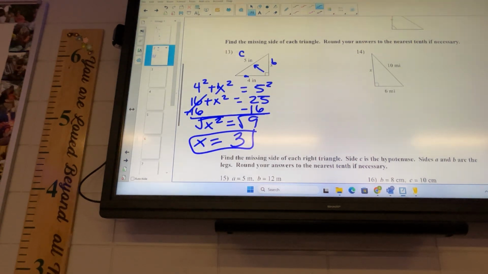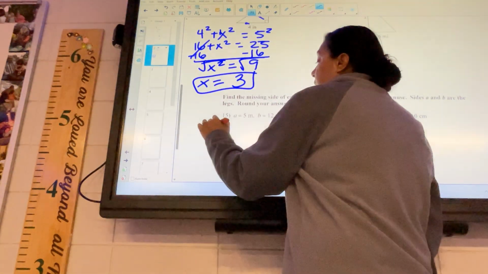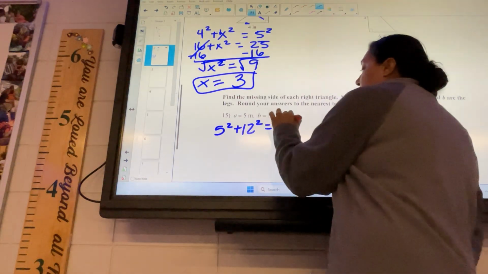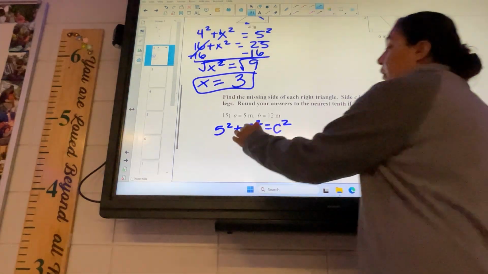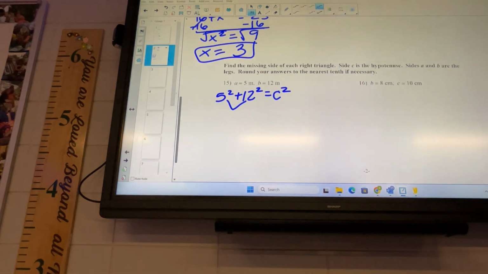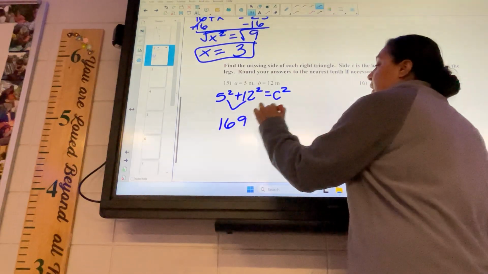Okay, 15. Which one is missing? A, B, or C? C. C is missing. Okay, so again, we go a squared plus b squared equals c squared. So it's going to look like 5 squared plus 12 squared equals c squared. Well, this part you can just type on the calculator. What is 5 squared plus 12 squared? 169. So we got 169 equals c squared.